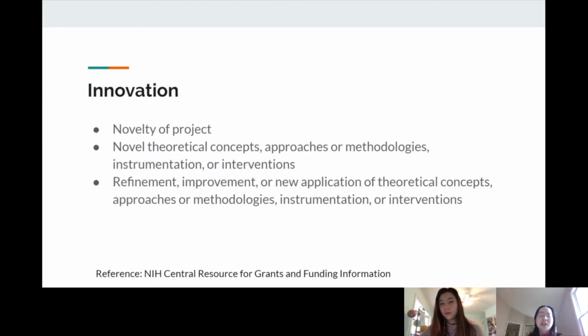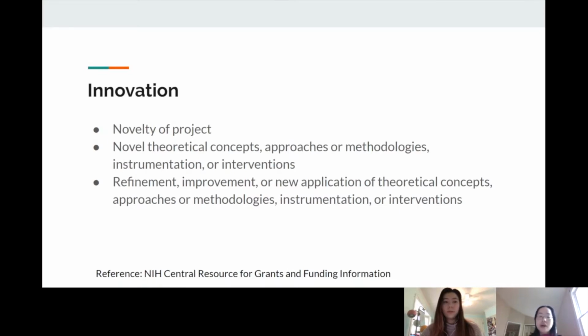All right, innovation. Innovation, simply put, is the novelty of the project. So this is assessing whether or not the project has novel theoretical concepts, approaches or methodologies, instrumentation or interventions.